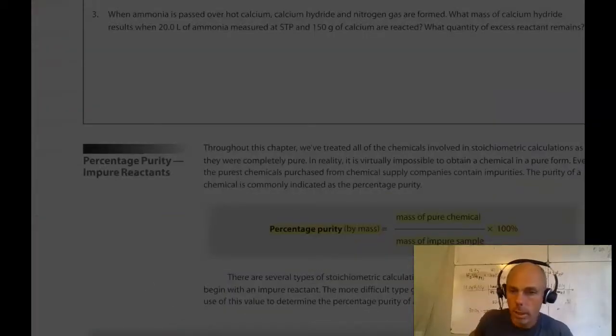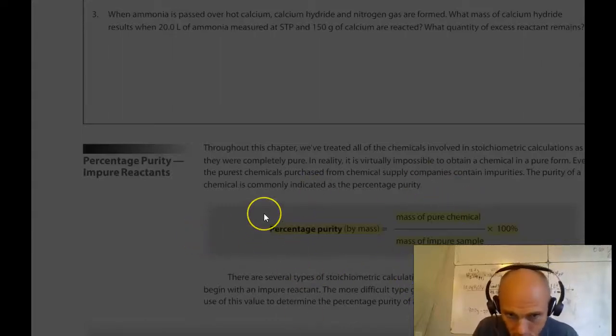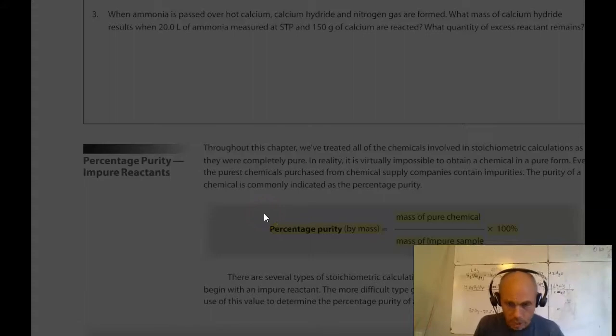Whew, that was a lot of writing. All right, so I flipped the page. I'm on 257 of the ebook now, looking at this section titled Percentage Purity. And this is telling us, as we might imagine, that the percentage purity by mass of a sample is equal to the ratio of the mass of the pure chemical divided by the mass of the impure sample.